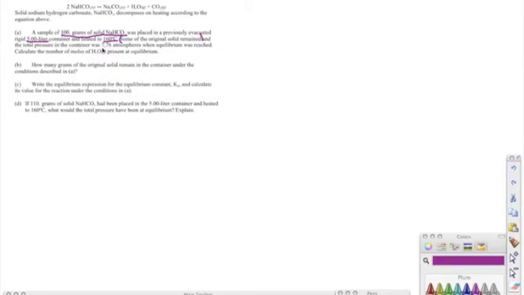Total pressure was 7.76 atmospheres when equilibrium was reached. Calculate the number of moles of H2O. So the first thing that we have to do here is they want the number of moles of H2O, and we've got a solid yields a solid plus 2 gases. Well, the 7.76 atmospheres is going to be the pressure of our 2 gases together. So I can very easily calculate the total number of moles of gases that are present in our equilibrium by using everybody's favorite equation, PV equals nRT.